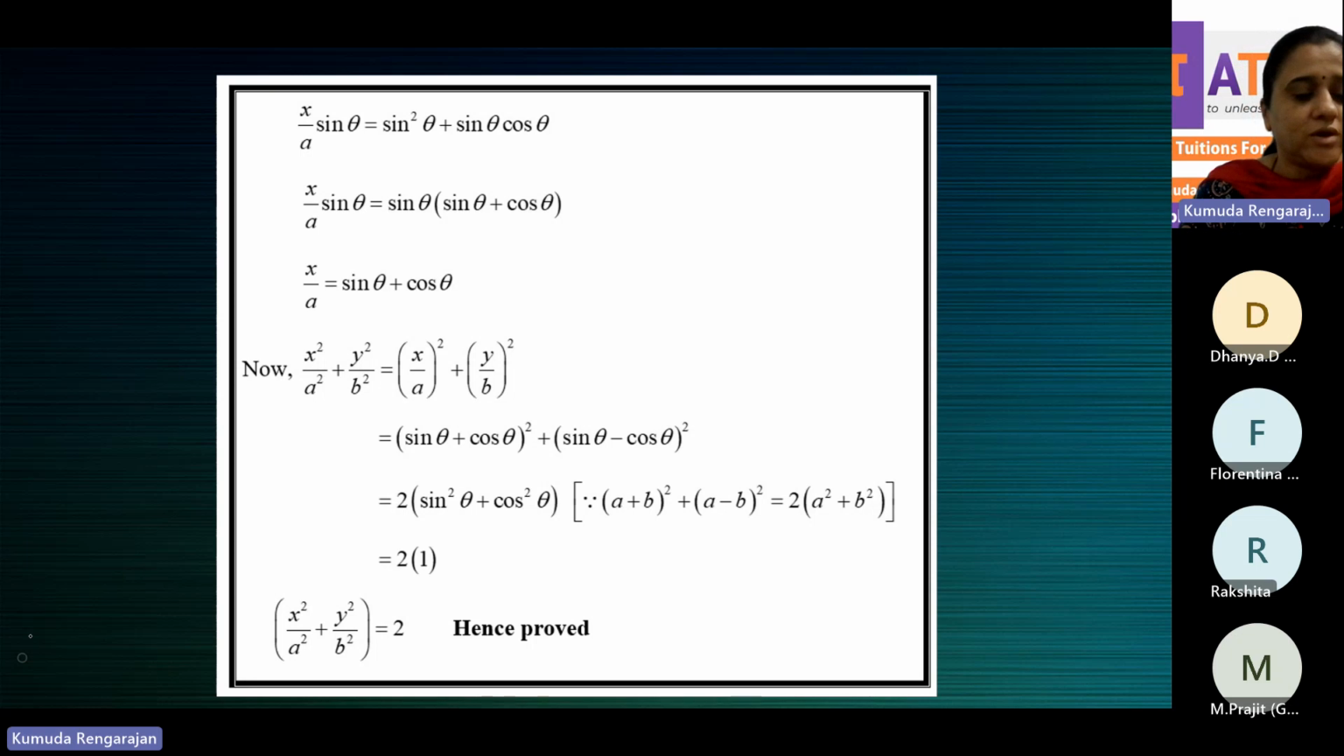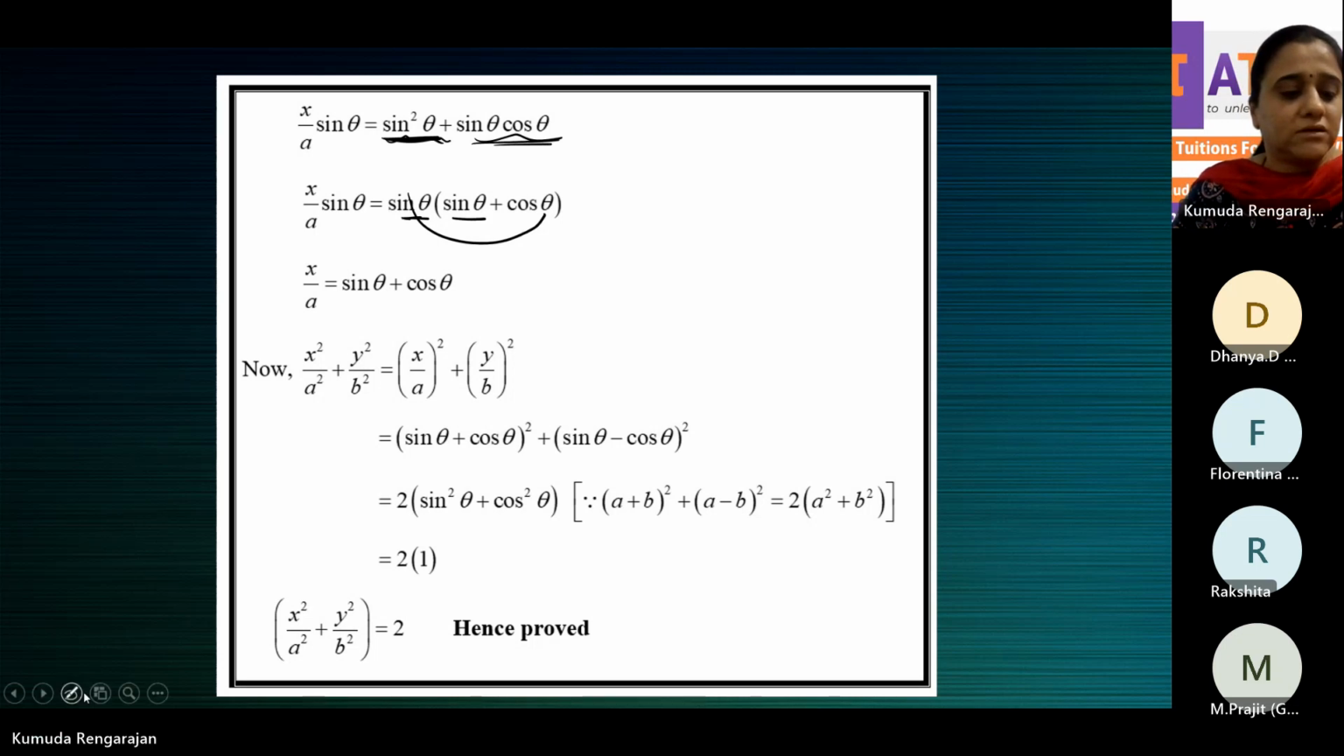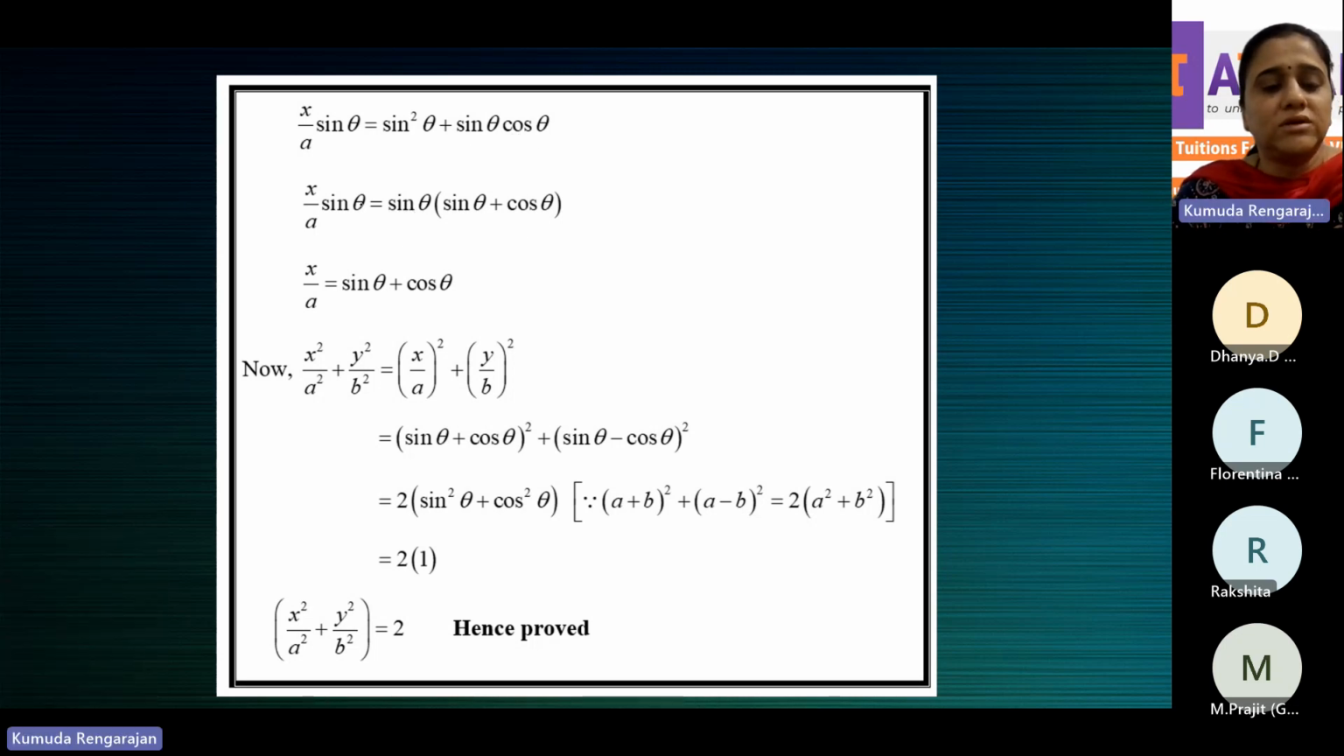So we stopped here. 1 minus cos square theta is replaced with sin square theta. And then between these two terms, sin theta is common. So bring it out. Sin theta into sin theta, sin square theta, and sin theta into cos theta, sin theta cos theta. Then sin theta on either side gets cancelled, because when it comes here it will come for division, sin theta by sin theta. So you can cancel that here itself. So x by a is equal to sin theta plus cos theta.